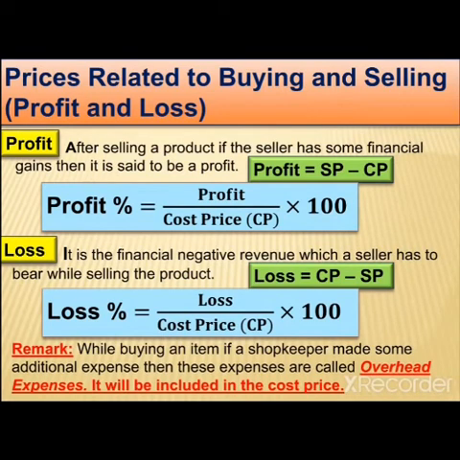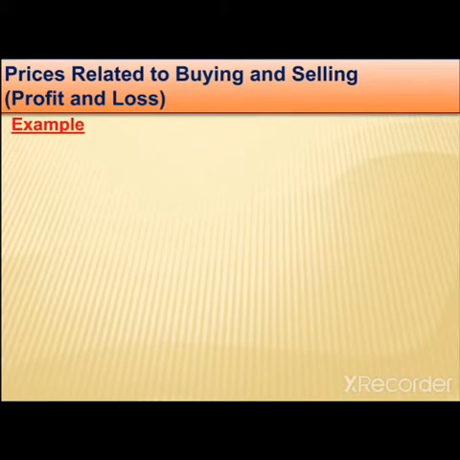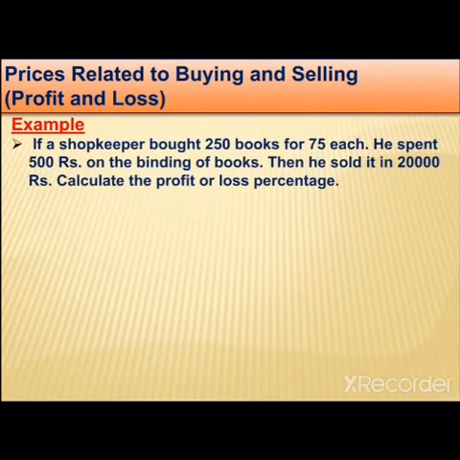Remarks. While buying an item, if a shopkeeper made some additional expense, then these expenses are called overhead expenses. It will be included in the cost price. Let us understand with example. If a shopkeeper bought 250 books for 75 each, he spent 500 rupees on the binding of books. Then he sold it for 20,000 rupees. Calculate the profit or loss percentage.